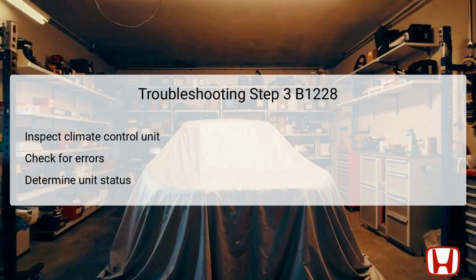The third step focuses on inspecting the climate control unit, an essential component in the vehicle's HVAC system responsible for processing signals from various sensors, including the outside air temperature sensor. Any error codes present in the climate control unit should be noted, as they may provide insights into whether the unit is functioning correctly. If previous inspections have indicated that the sensor and wiring are functioning normally, then the climate control unit itself may be the source of the problem.